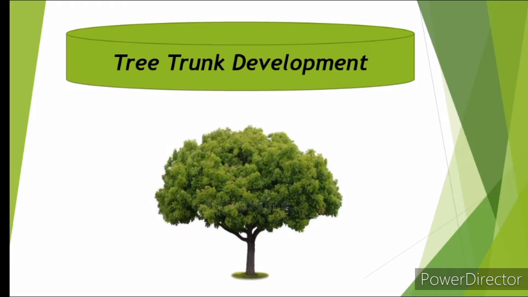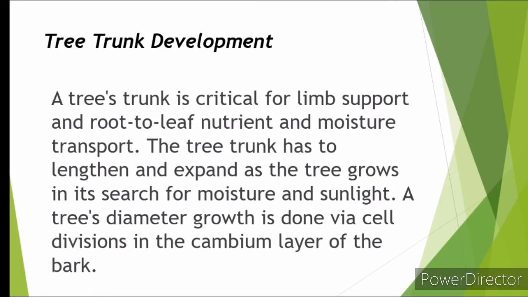Tree trunk development. A tree's trunk is critical for limb support and for root to leaf nutrient and moisture transport. The tree trunk has to lengthen and expand as the tree grows in its search for moisture and sunlight. A tree's diameter growth is done via cell divisions in the cambium layer of the bark.